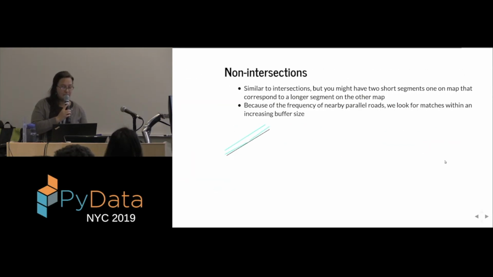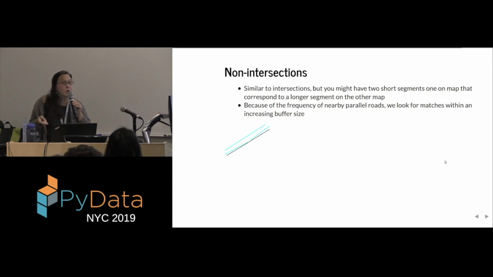For non-intersection segments, it's similar, but you see some differences. You might have 2 short segments, the 2 blue lines, that both correspond to the black line. And you also might have other parallel lines that are nearby. So what we do is we do a buffer again around the segment we're trying to match, so the black line here. And if we do a small buffer, we'll see that these 2 lines are within it, and we'll just take those lines as the matches.